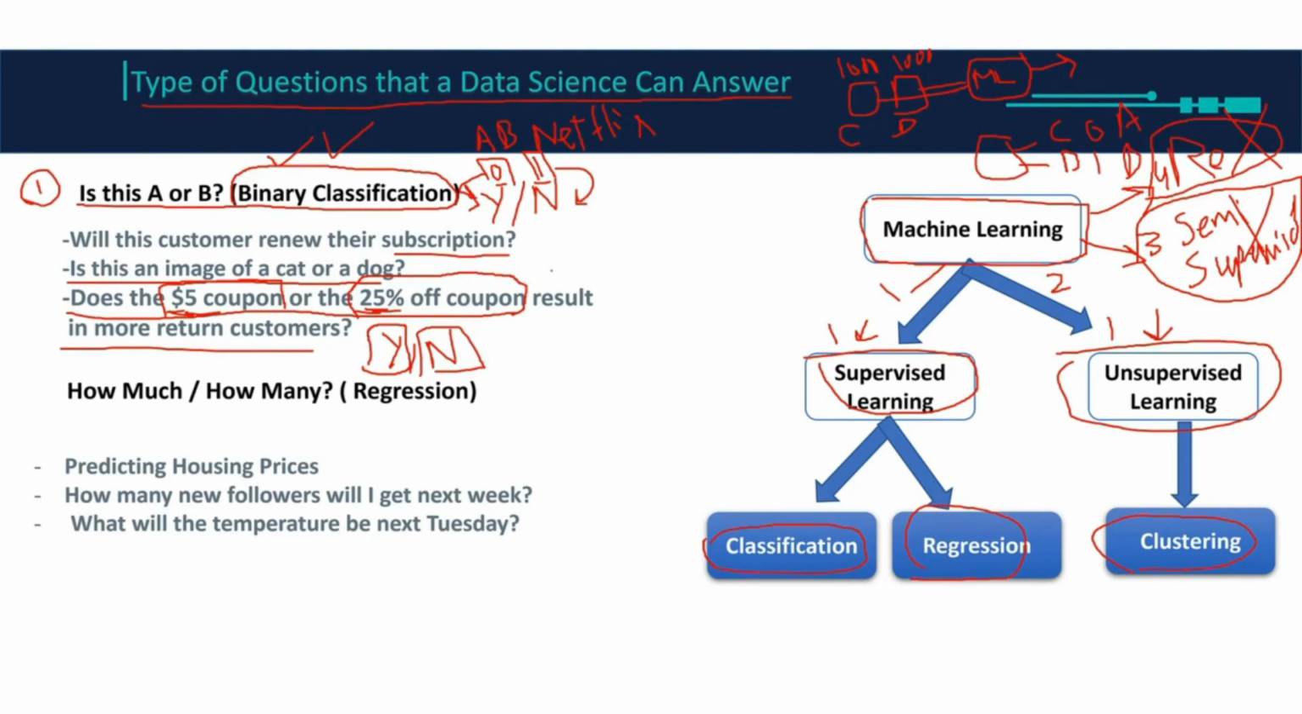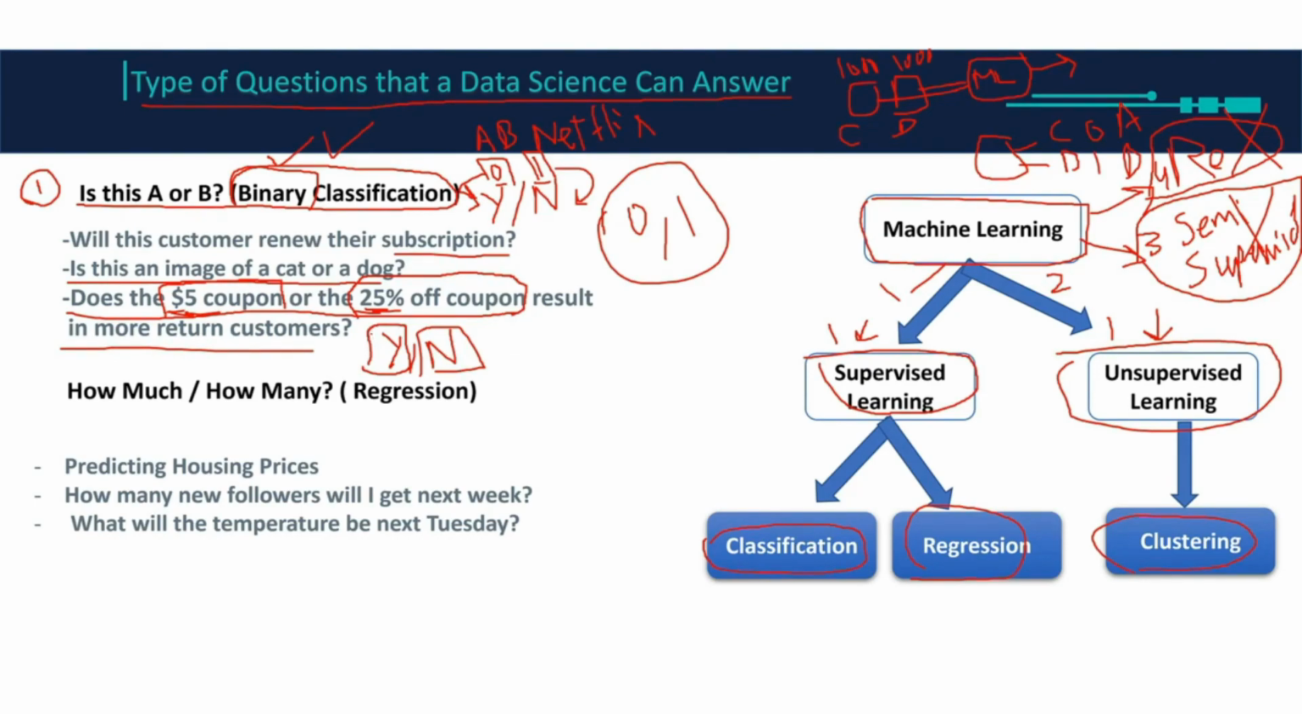But you get the idea. When the output is yes or no type of questions, or A or B, then we call this classification. And if it's only 0 and 1, only two, we call it binary classification. If it's more than that, we call it multi-class classification. Okay, so now we know what classification is.